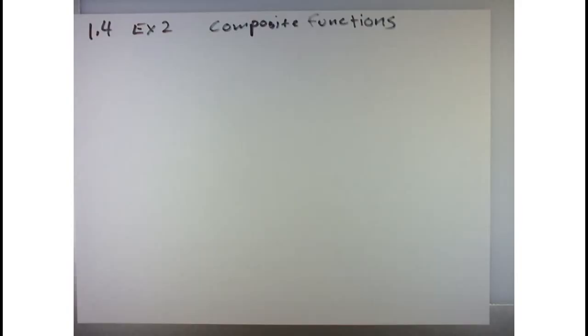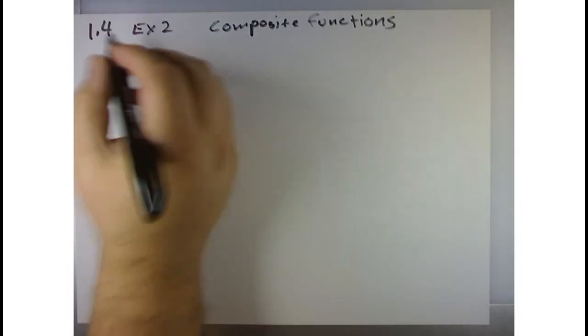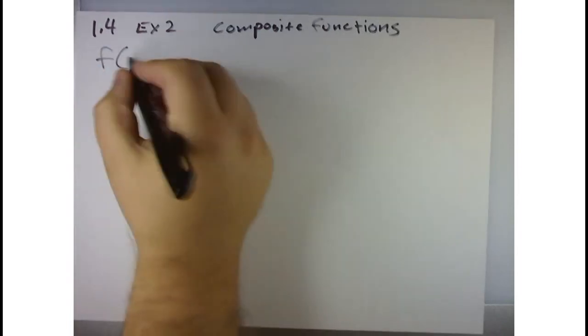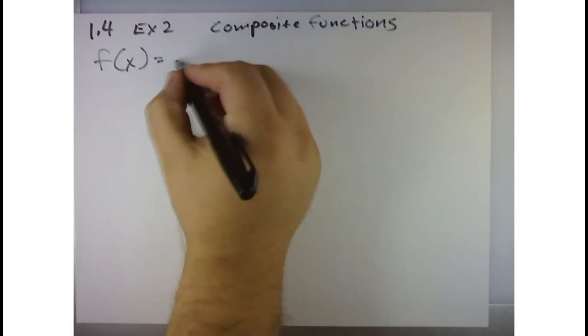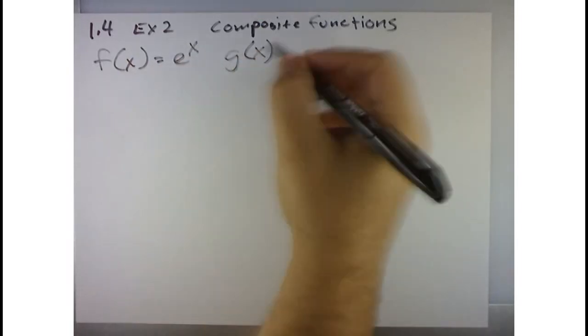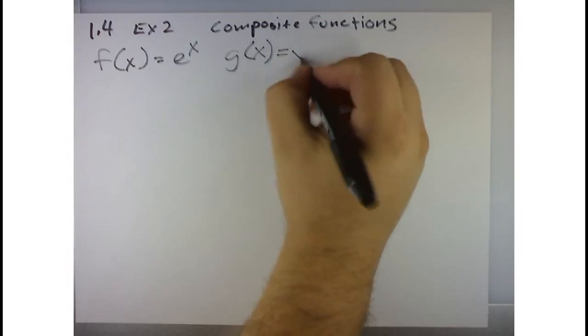For example number 2, we're going to look at composite functions, and this is something that you should have covered in Algebra 2, so it should kind of be a review. But let's take two functions. Let's let f of x equal e to the x, and let g of x equal the square root of x.